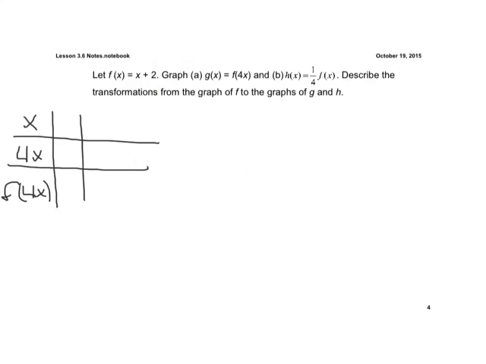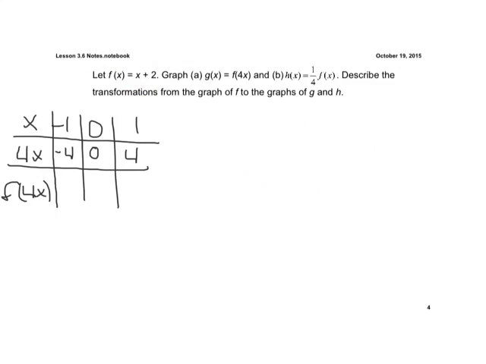Okay, we made our table. Now let's plug in some points. For this one, let's just use negative 1, 0, and 1. And we're going to do 4 times x. X is our original number, so we get a negative 4. 0 times 4 is 0. And 4 times 1 is 4.